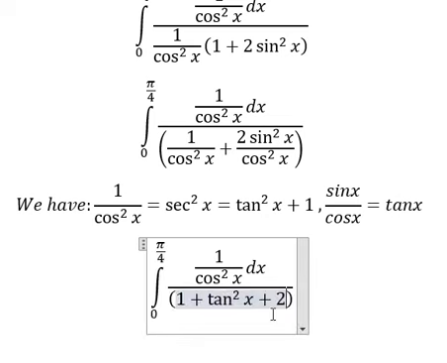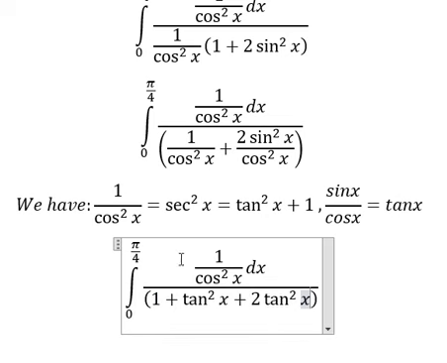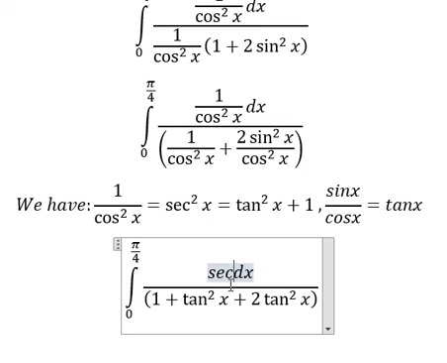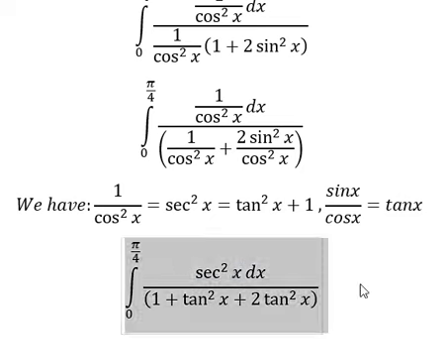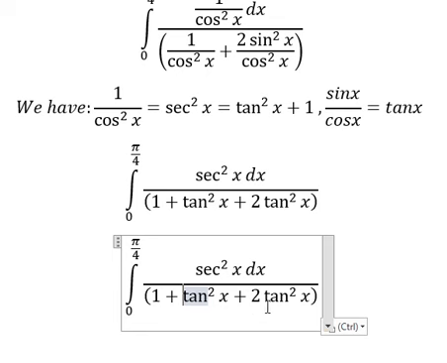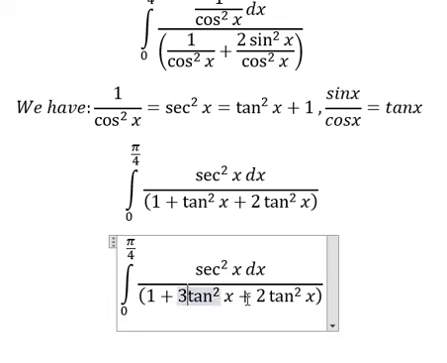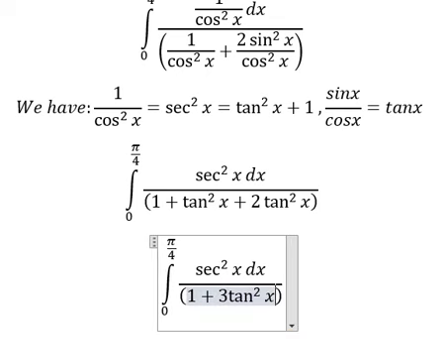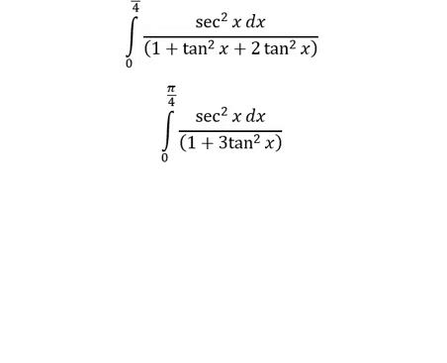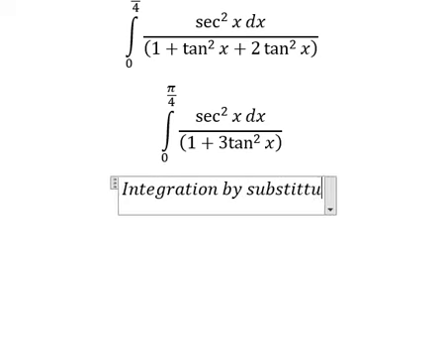This one we have 2 tan s squared. This one we transform into this one. So 1 plus 2 we have number 3. So we can use integration by substitution.